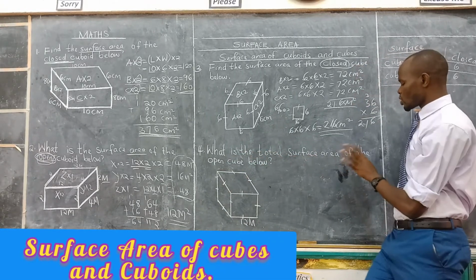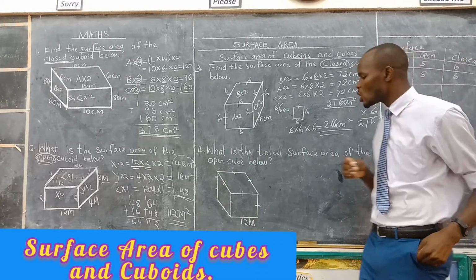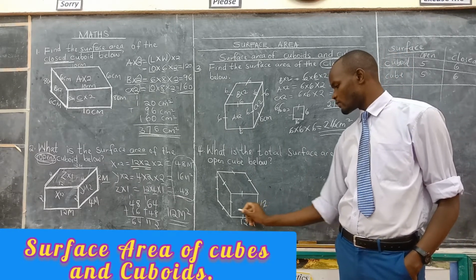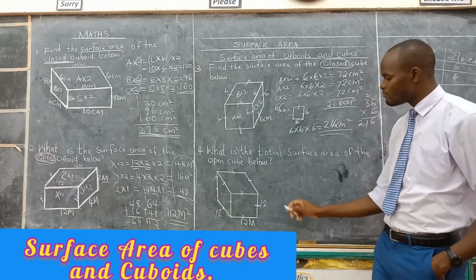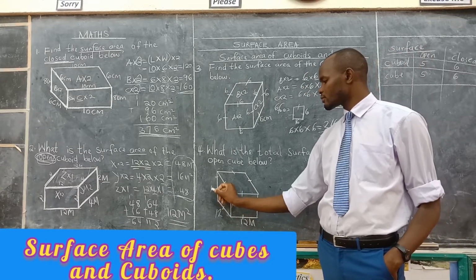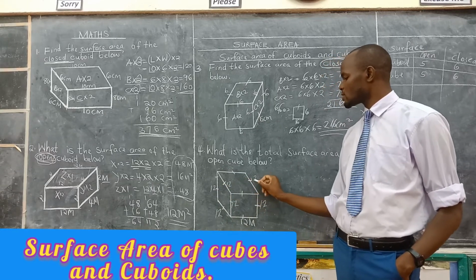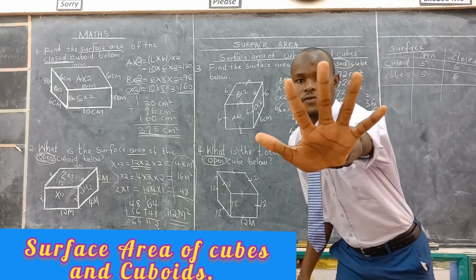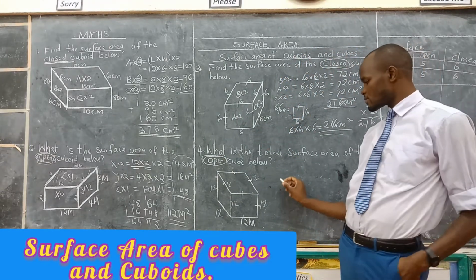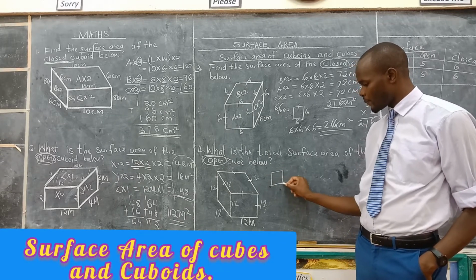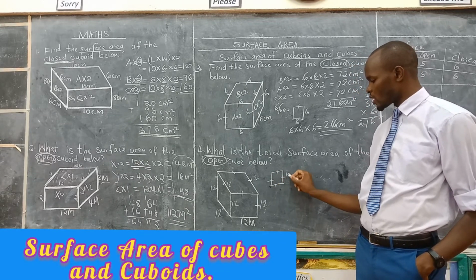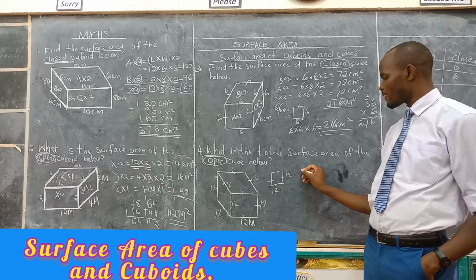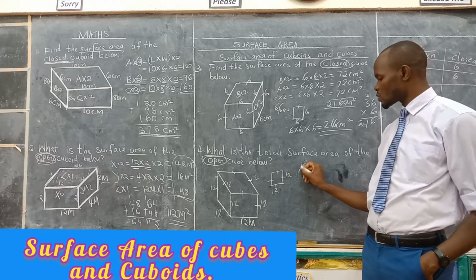In this question, I will start with the shortcut. What is the total surface area of the open cube below? If we use the shortcut, remember here we have 12, here we have 12, all the sides are 12. It means each square. How many squares are here? What is the keyword in this question? Open. Open meaning we have 5 faces. And each face is a square, and each square is measuring 12 by 12. You just need to get the area of one square, which is 12 times 12.